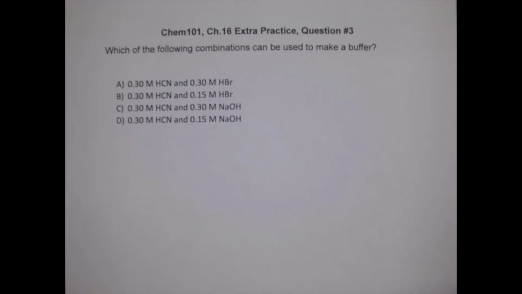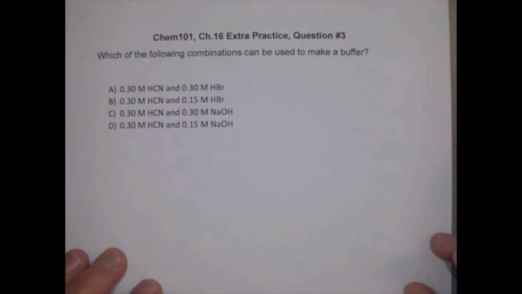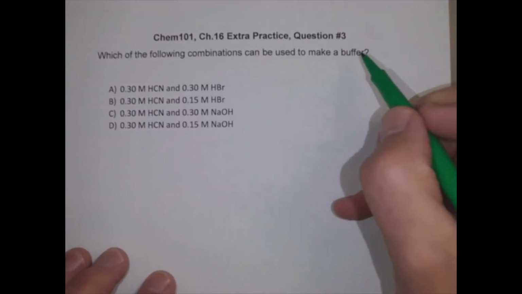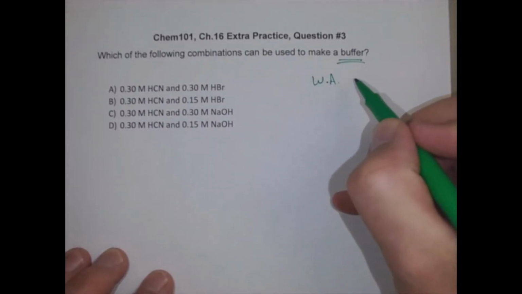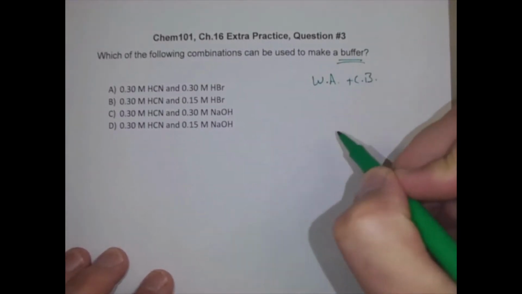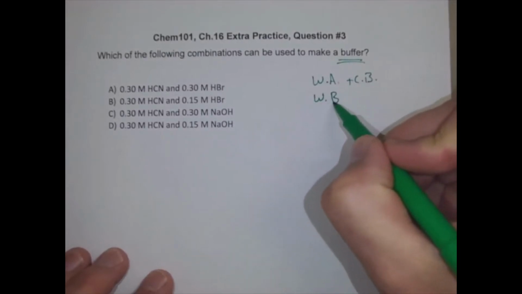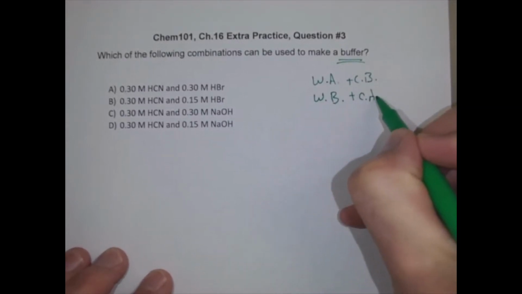Okay, so in this question, we are asked, which of the following combinations can be used to make a buffer? Well, it's important to remember how we get a buffer. Remember that in order to make a buffer, what you need is a mixture of a weak acid plus its conjugate base, or you need a mixture of a weak base plus its conjugate acid.